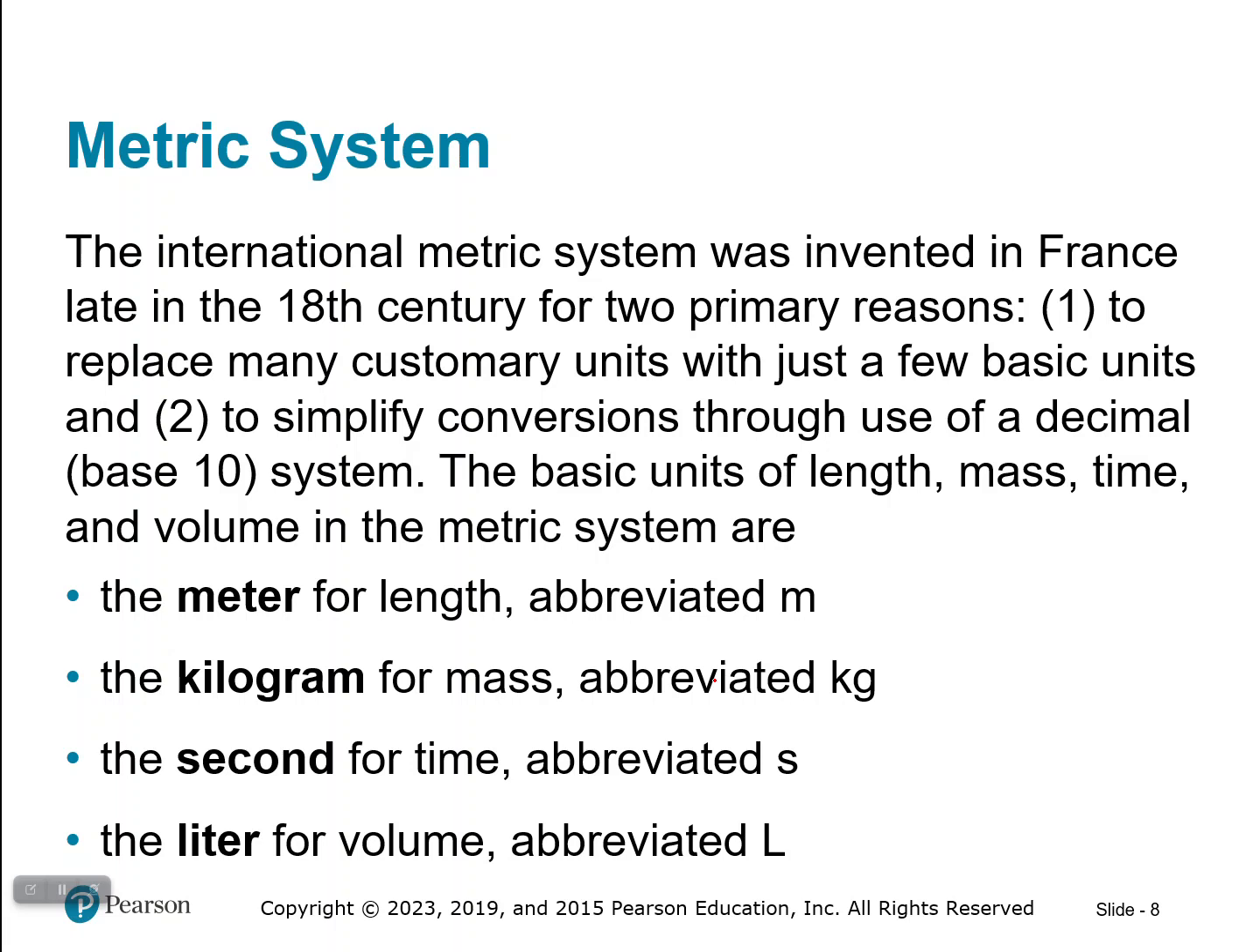The basic units of length, mass, time, and volume in the metric system are meters, abbreviated M. That's why I use MI for miles. The kilogram, kg. Actually, it should be a gram. That is, kilo is not the standard. It's actually a gram, but very few things weigh less than a kilogram in the general scheme of things. So I can see why they might say the kilogram is the basic.